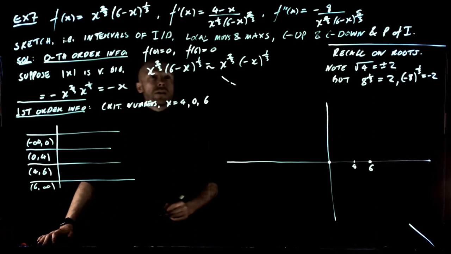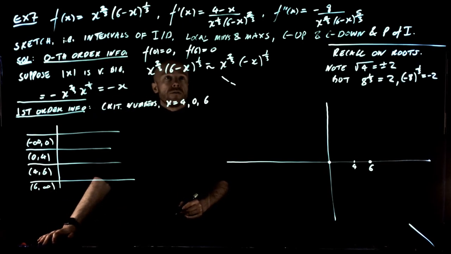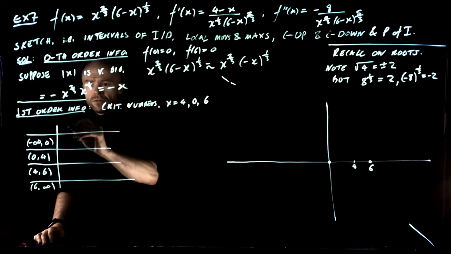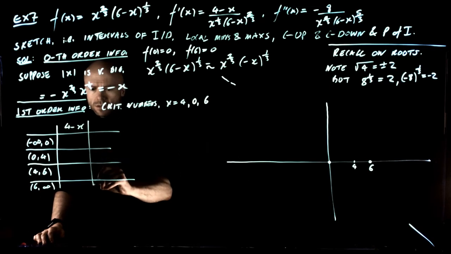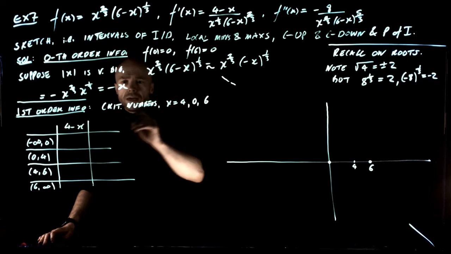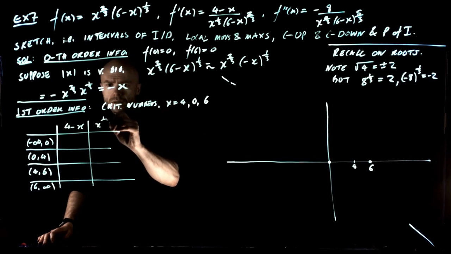Okay, and let's look at the factors we have on the first derivative. We have this 4 minus x. That's the first factor. We have a factor which is x to the power 1 over 3.